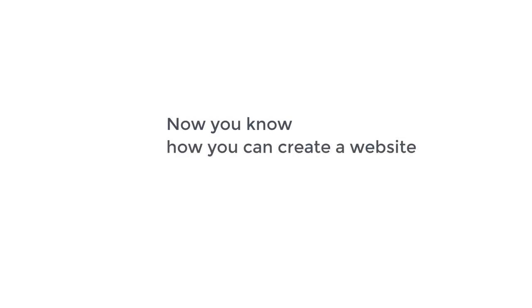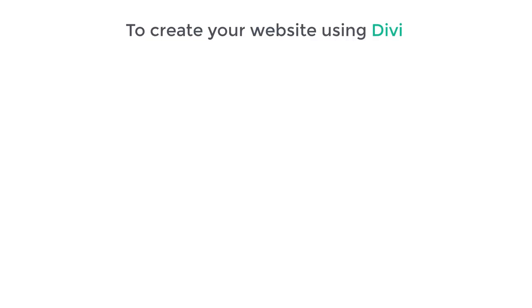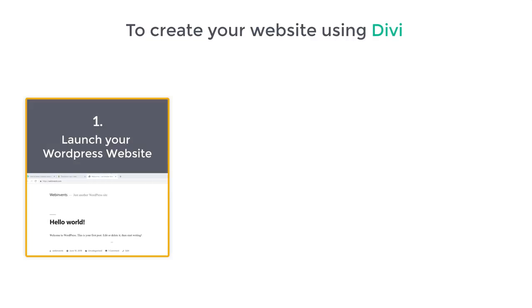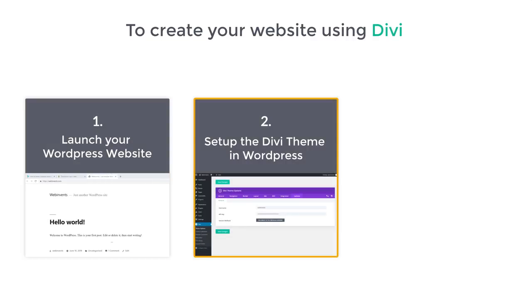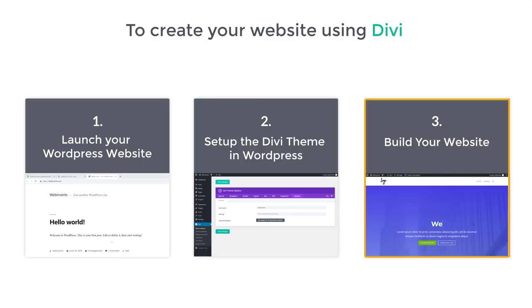So now you know how you can create a website using Divi in just a few minutes. So to create a website using Divi, you need to first launch your WordPress site, then set up the Divi theme in WordPress, and then finally build your website.